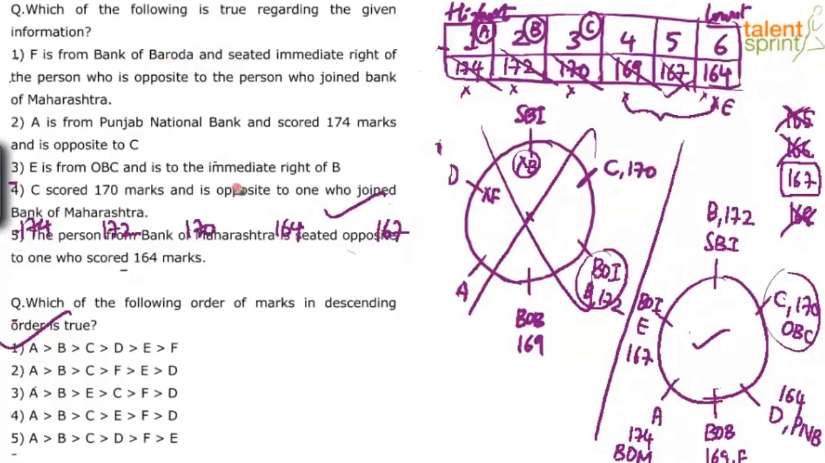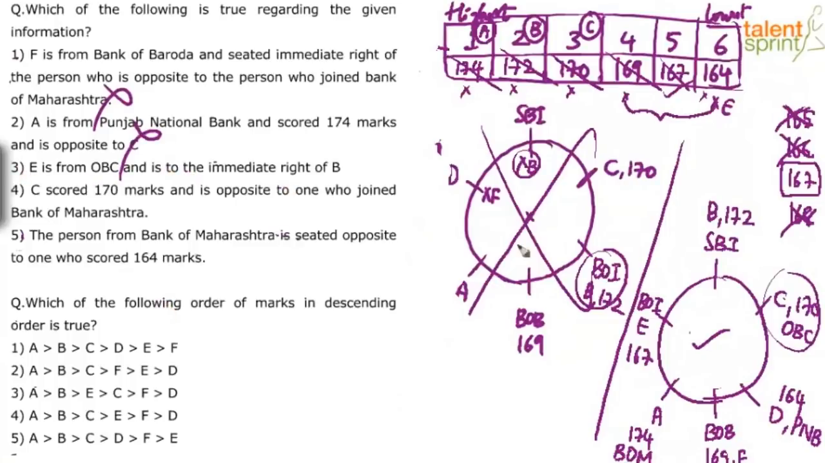Read this question now. Which of the following is true regarding the given seating arrangement? F is from Bank of Baroda and seated immediate right of the person who is opposite to Bank of Maharashtra. No, I don't think that satisfies, because the one opposite to Bank of Maharashtra is C, and F is not on the immediate right of C. F is second to the left of C. So the first option is wrong. A is from Punjab National Bank. No, A is from Bank of Maharashtra. So here itself it gets wrong.